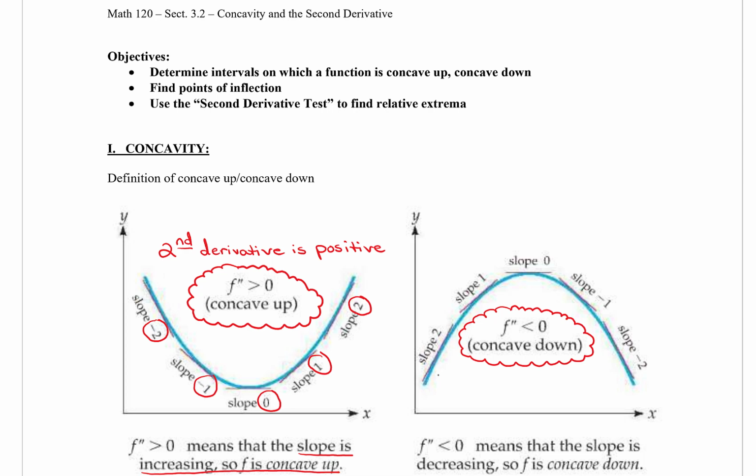Underneath the parabola, it says f double prime is less than 0, and in parentheses underneath that, it says concave down. Underneath the coordinate plane, it says f double prime is less than 0 means that the slope is decreasing, so f is concave down. And if you look at the slopes going from left to right, you do notice that they are decreasing. It goes from 2, 1, 0, -1, -2.